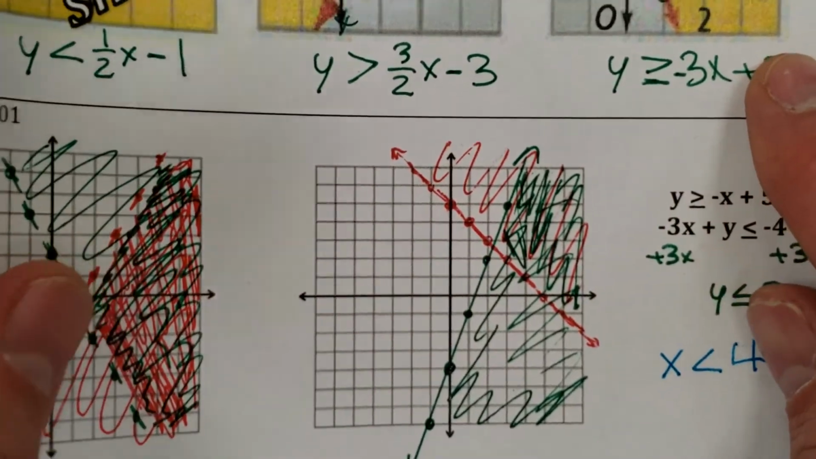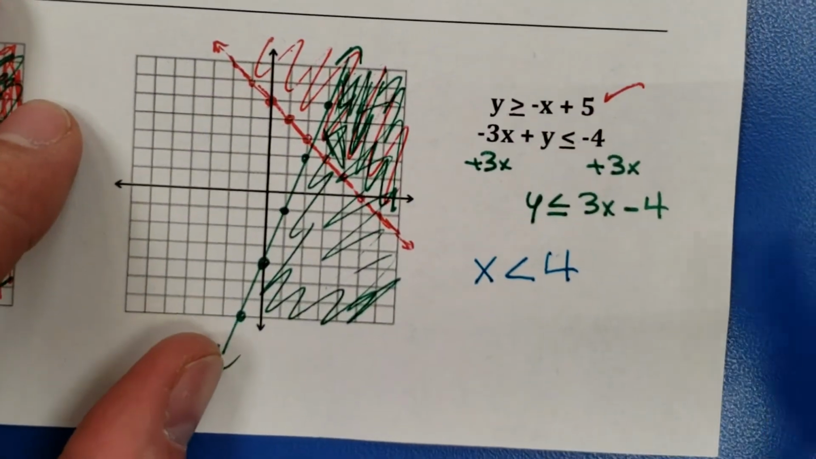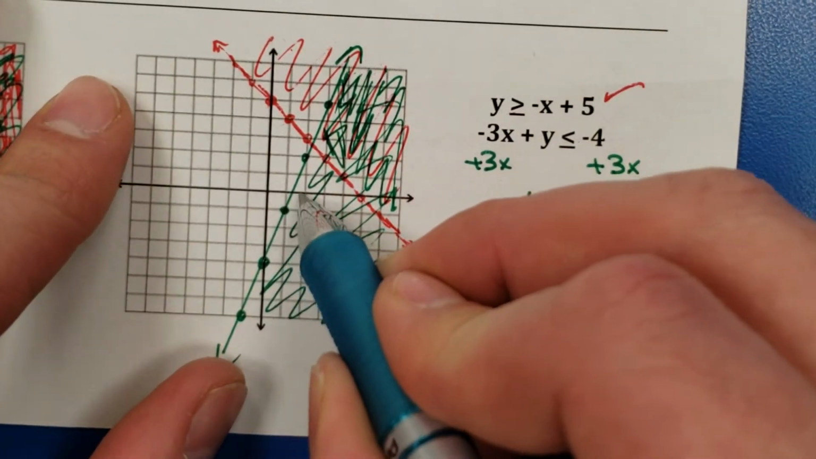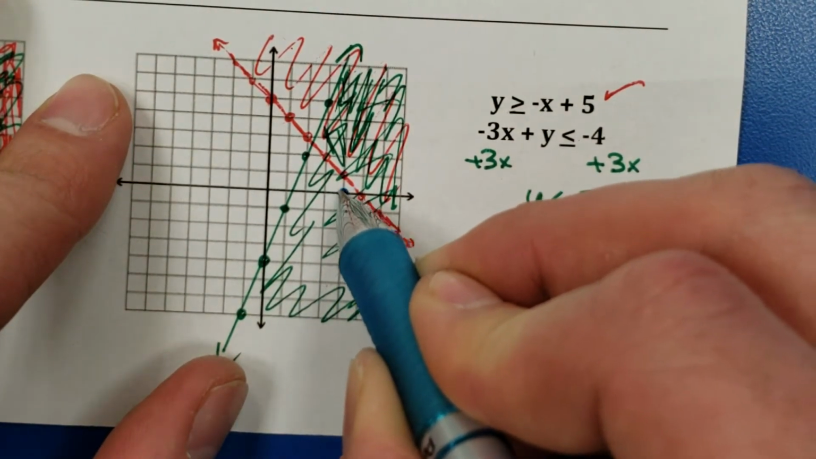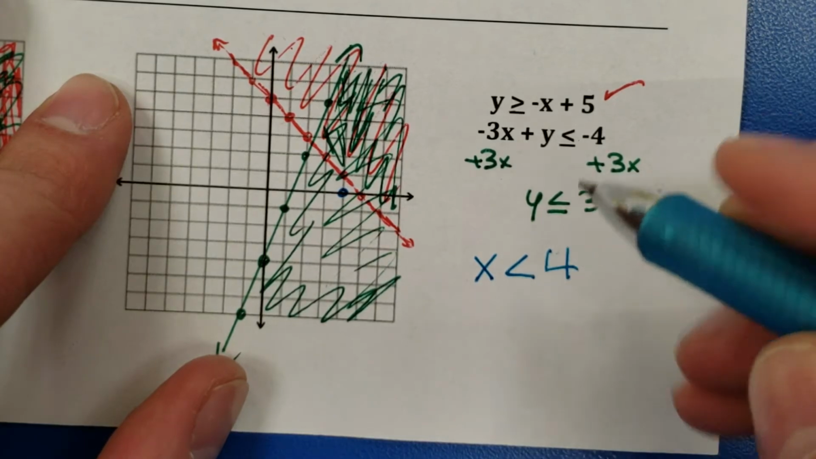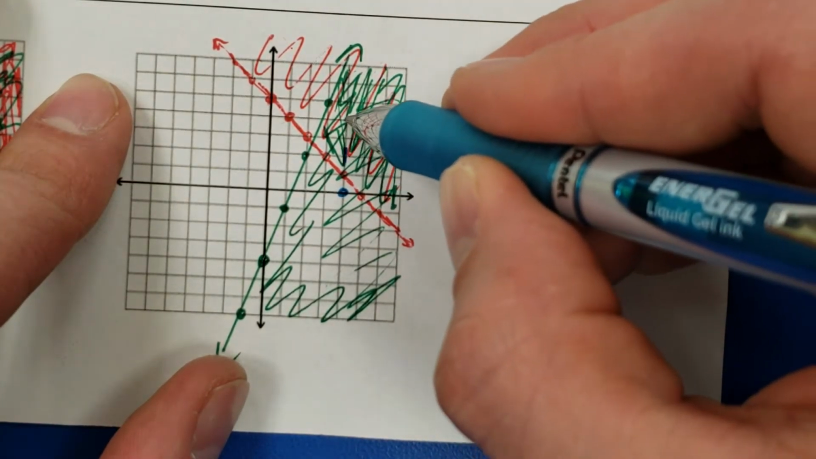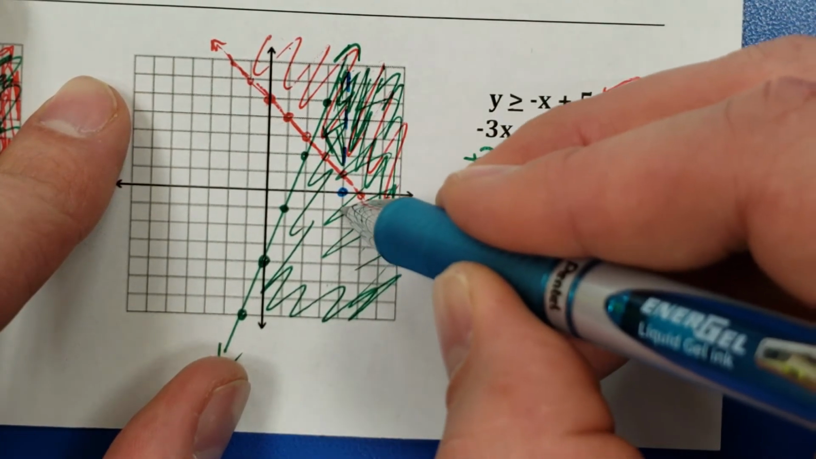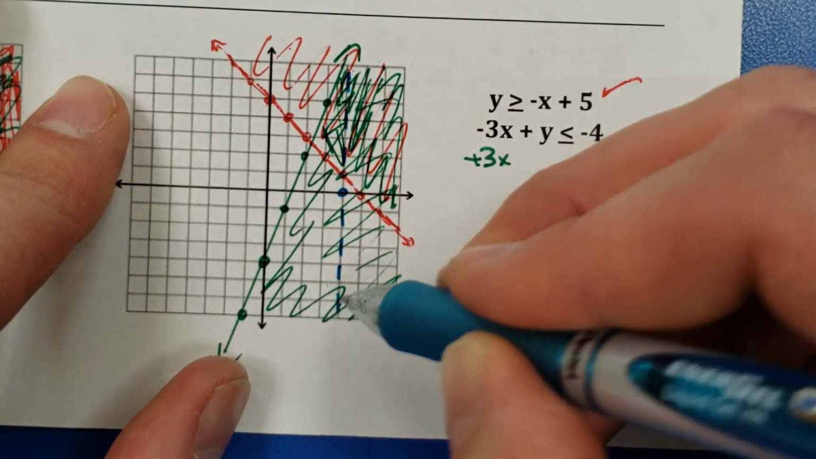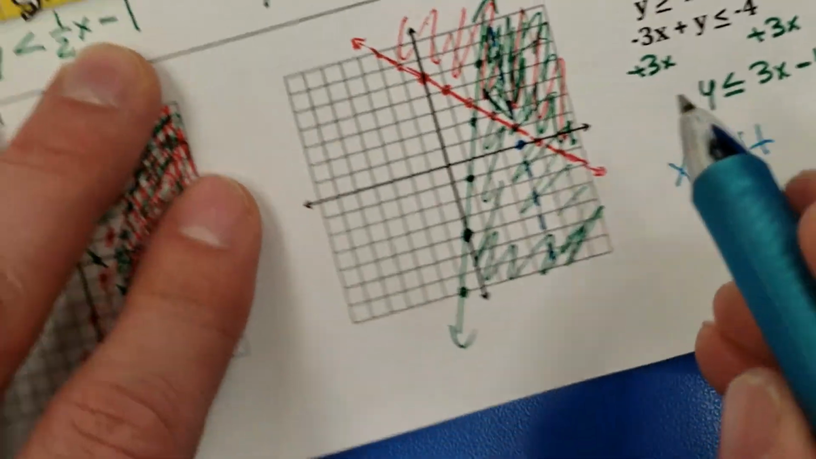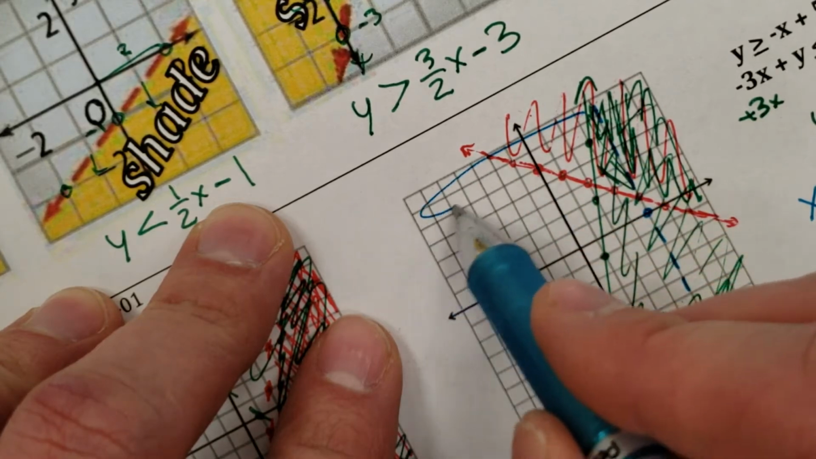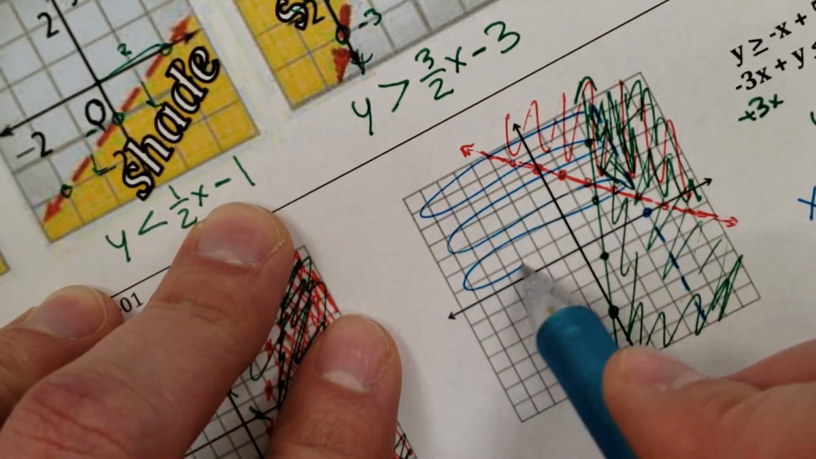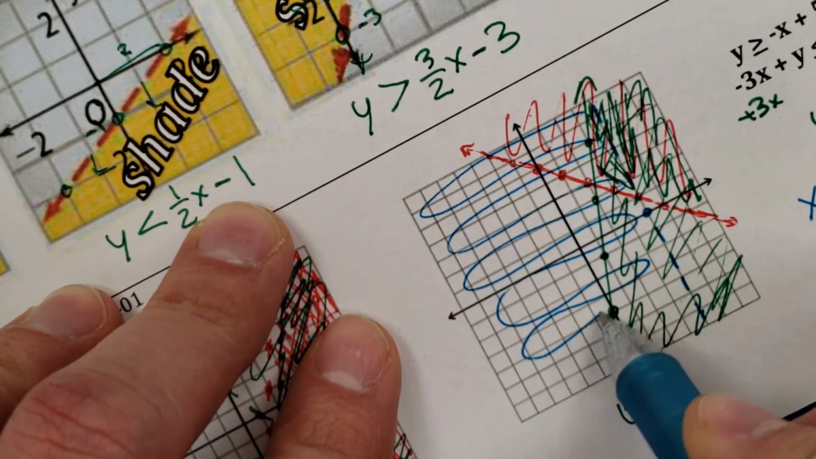So where does x, oops, sorry, stuff's in the way. Where does x equal 4? 1, 2, 3, 4. There it is. Okay. So we're going to have a dashed line going right up this way. Oh, man. Getting crowded in here, friends. There we go. And if it's less than 4, that means you would shade this side. So I'm going to kind of keep it light. You'll see why here in a second.